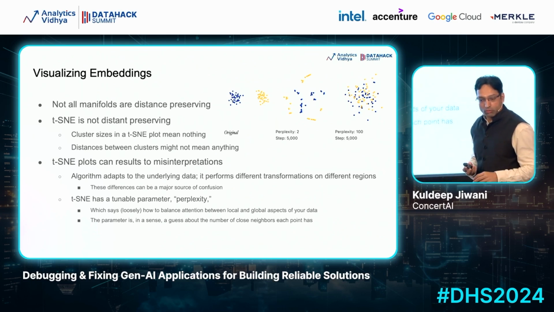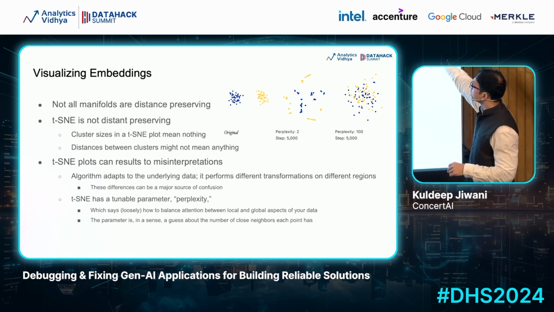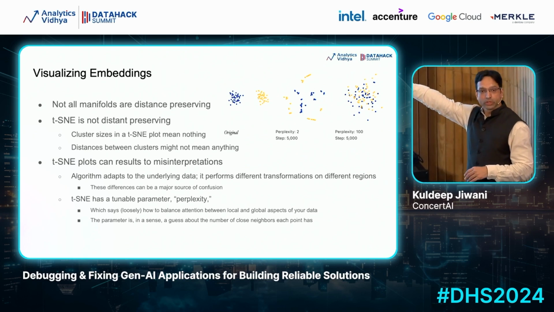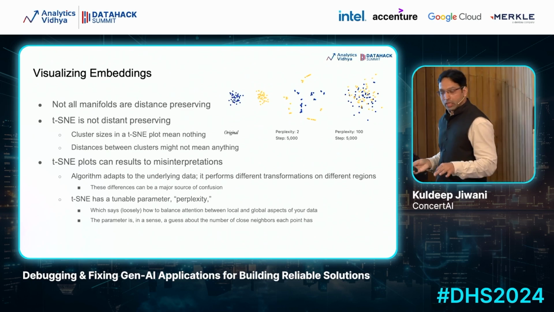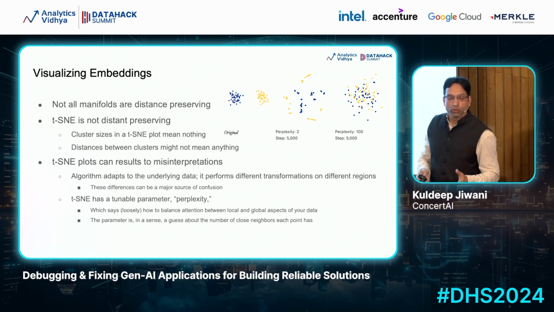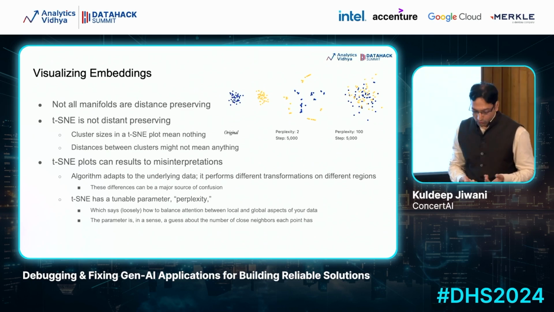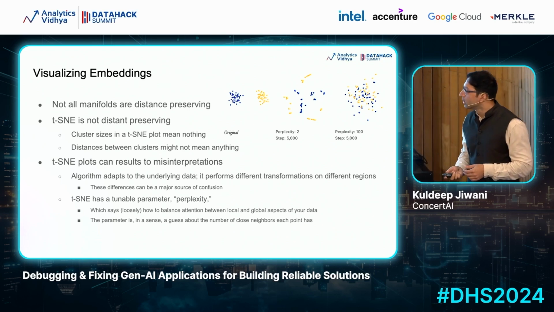So what you interpret from this graph would be much different from the original one, right? So that's why I would say t-SNE is not a good way to look at embeddings, right? So again, use distance preserving manifolds, right? Which will give you a better idea of how things are working and will help your cause.